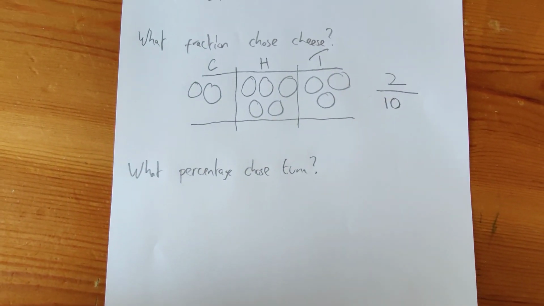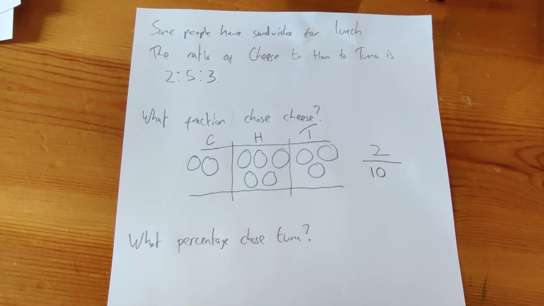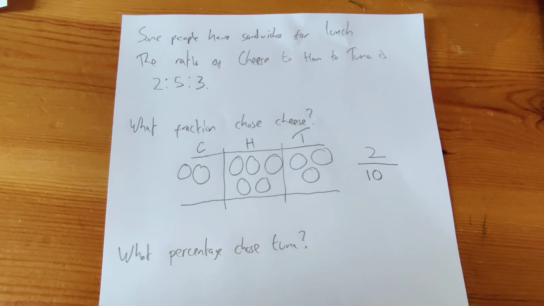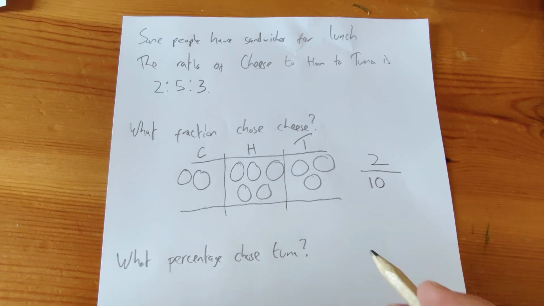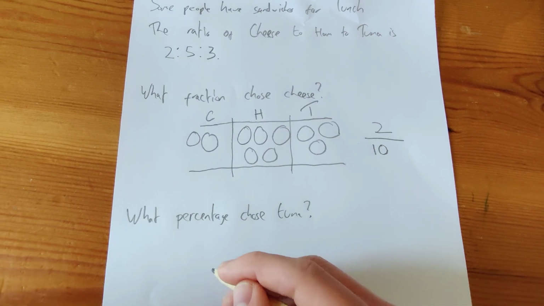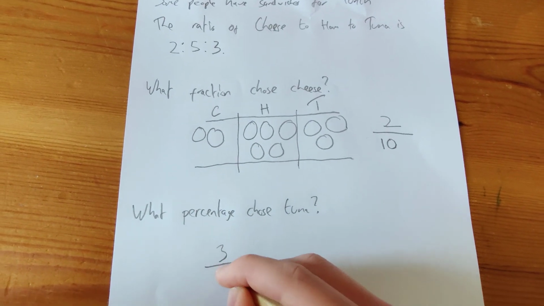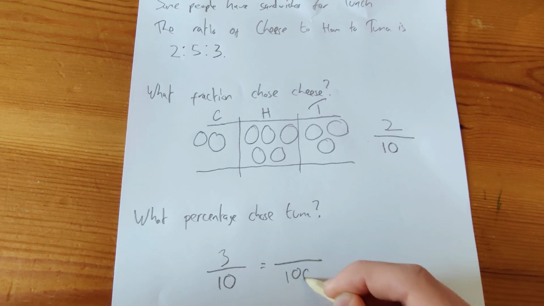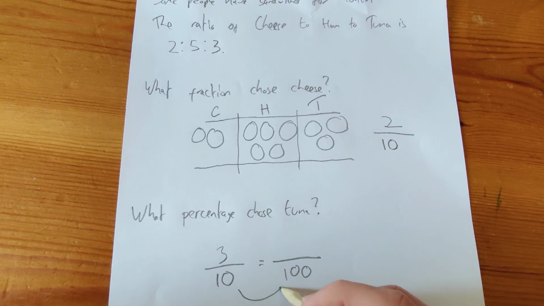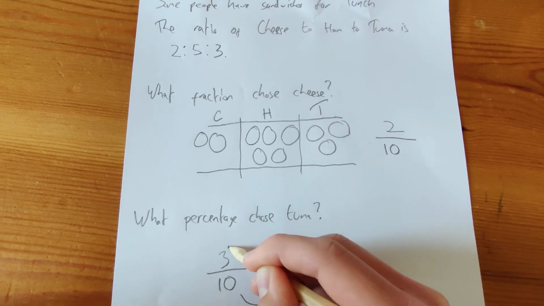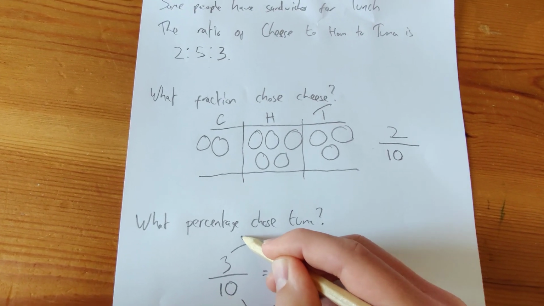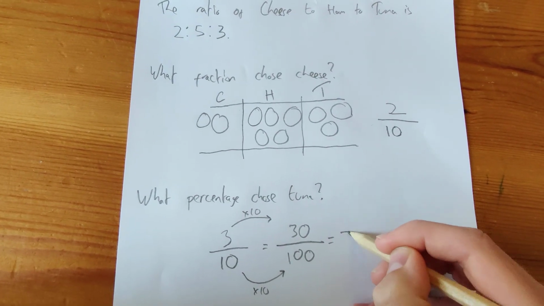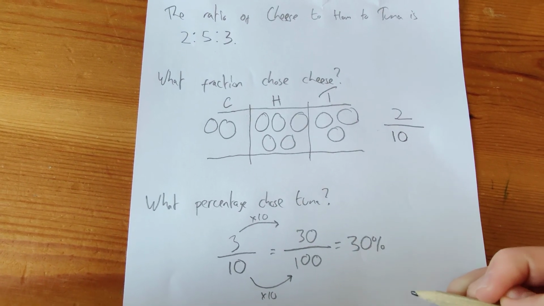What percentage chose tuna? Well, remember that percent is just a type of fraction. It's just a special fraction where it's out of 100. So I need to start with the fraction. Well, I can see that there are 3 tunas out of 10 altogether, but I want a percent, so I want it out of 100. I know that I've multiplied the denominator of the fraction by 10, so I'm going to have to multiply the numerator by 10. It's giving me 30 out of 100, so 30% chose tuna.